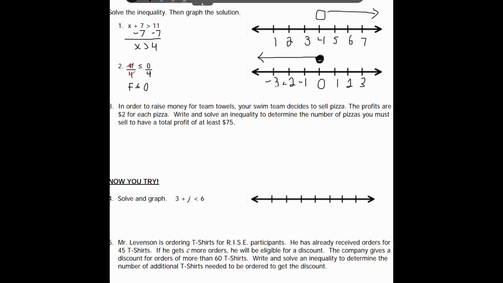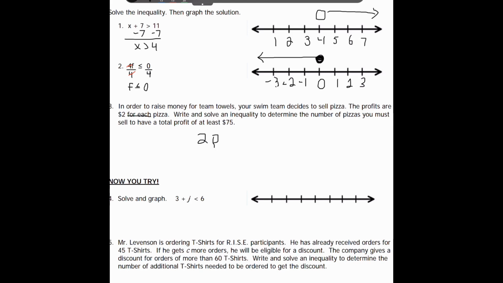So, we're going to first write an inequality that's going to represent this situation. So we are getting $2 for each pizza. Keep in mind the words for each mean the operation of multiplication. So it's $2 per pizza. So you are getting $2 per pizza. So 2p can represent the multiplication between $2 and p for each pizza that you sell.